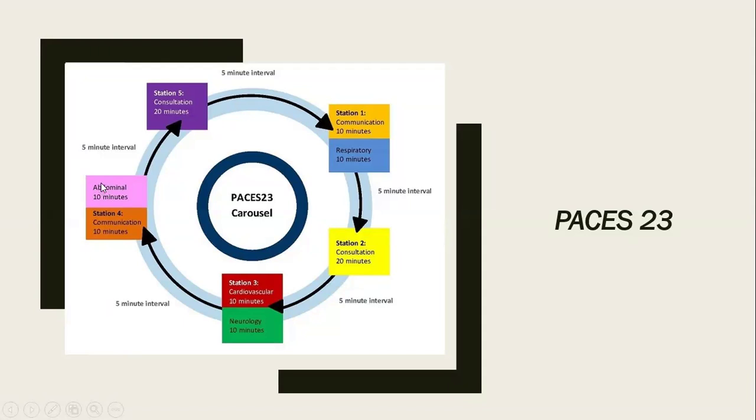After station 4, they will ask you to move to the interval station, and again, you will be facing a scenario. You need to read it carefully, write it down, and then again, you will move towards station 5, which is again the consultation station. And that will be just a repetition of the pattern that we follow in station 2. And after station 5, you will be free.